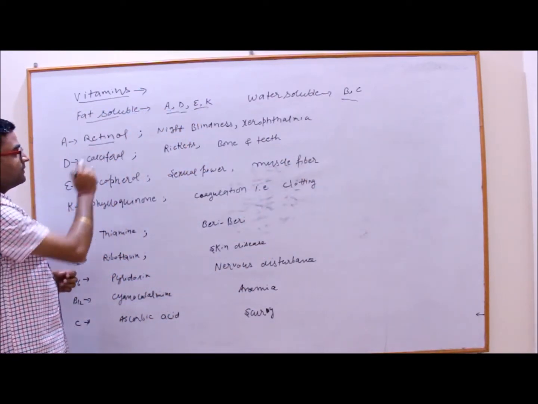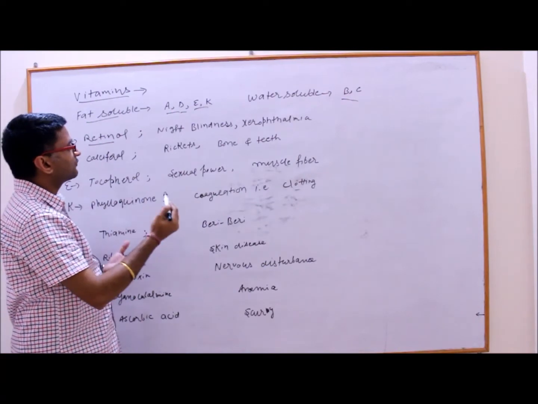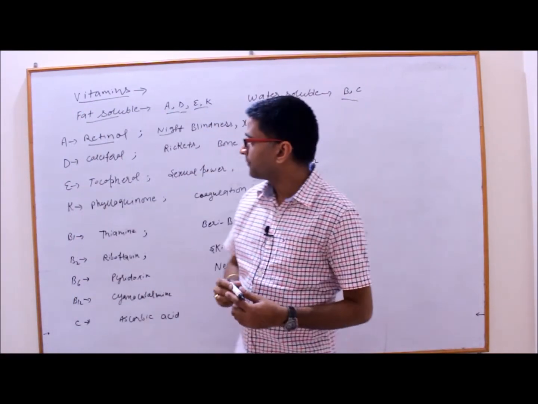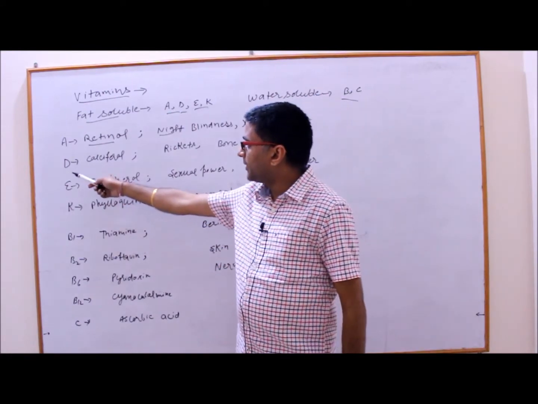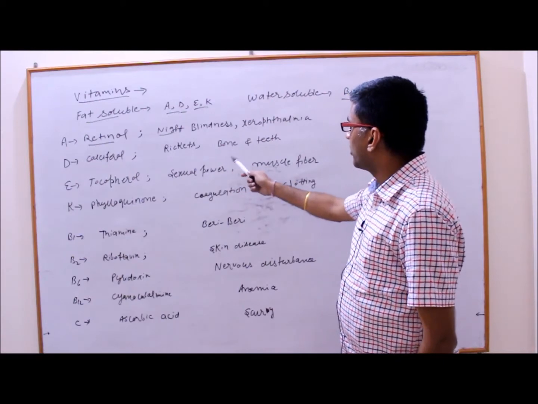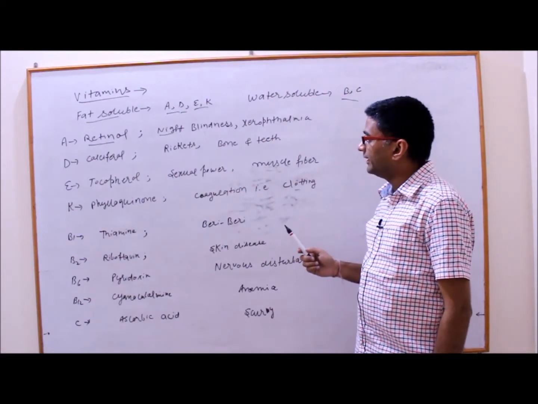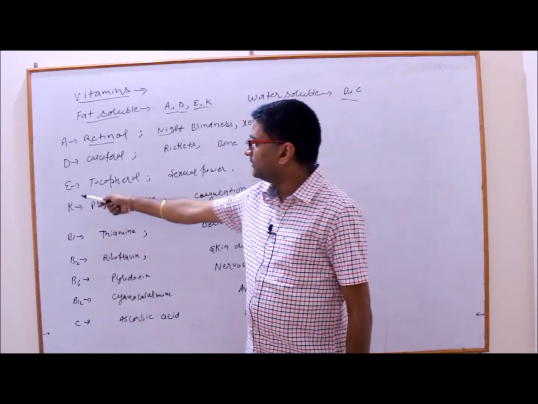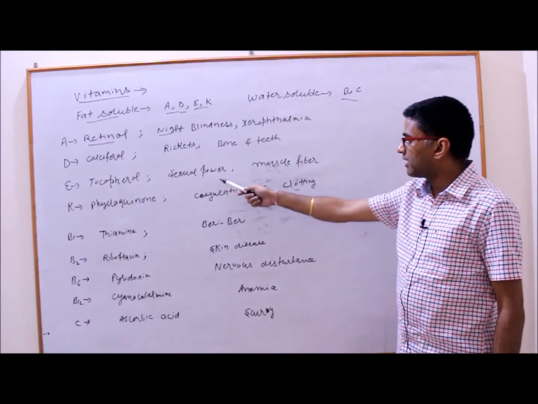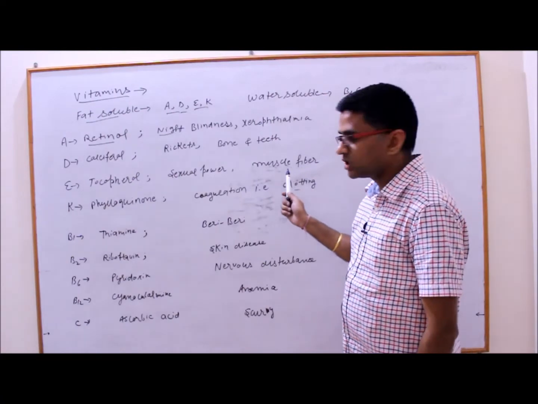So A, another name is retinol, and its deficiency causes night blindness and xerophthalmia. Next is vitamin D, another name is calciferol. It causes rickets and is important for development of bone and teeth. Next, E, which is also known as tocopherol. It's important for sexual power and muscle fiber formation.